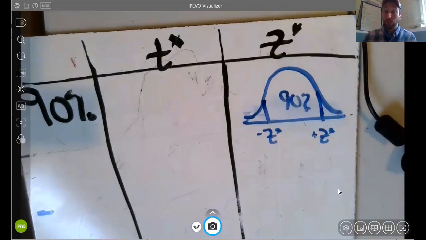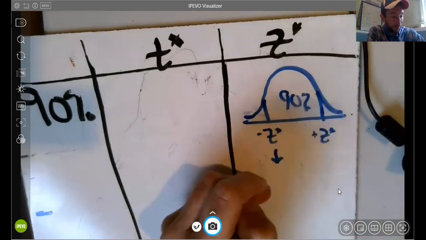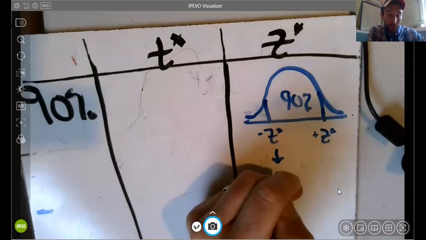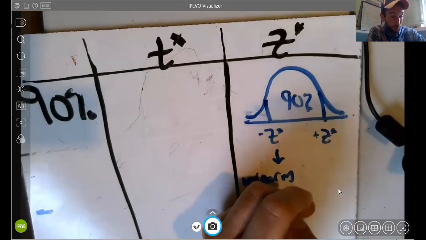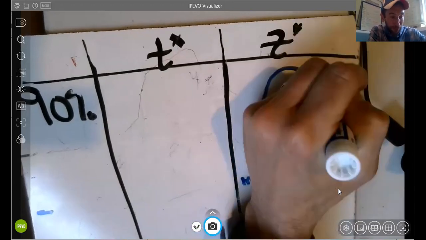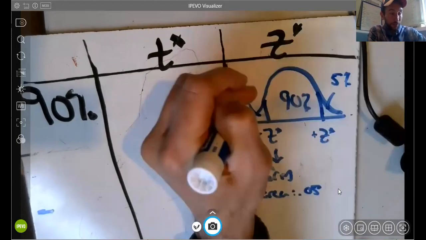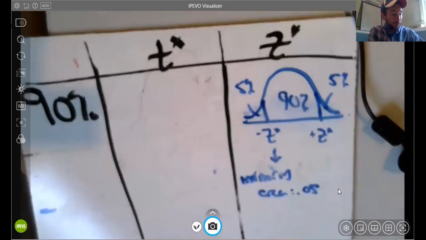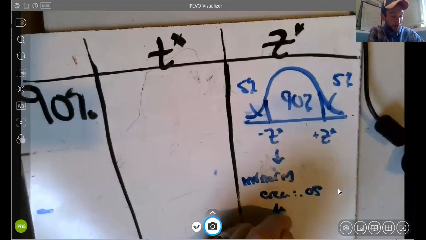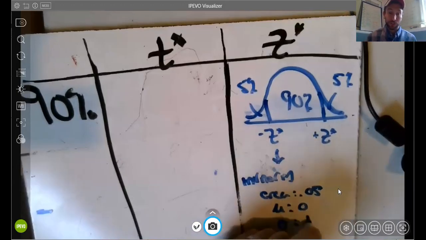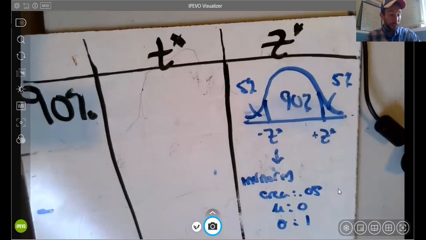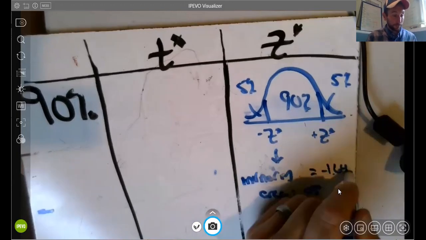Sure, I could look that up in the table, or think about this. If we're given a percentage and we want to go back to a Z-score, a little review for us, this is an inverse norm opportunity. For this spot, inverse norm, my area is the percent to the left, and that's going to be 0.05. 90% in the middle leaves 10% for the outsides, cut in half. My mu is going to be 0 and my sigma is going to be 1 because we want everything in terms of Z-scores. If I do that, I'm going to get negative 1.645.